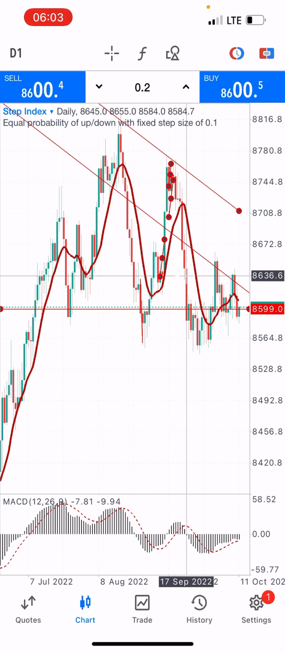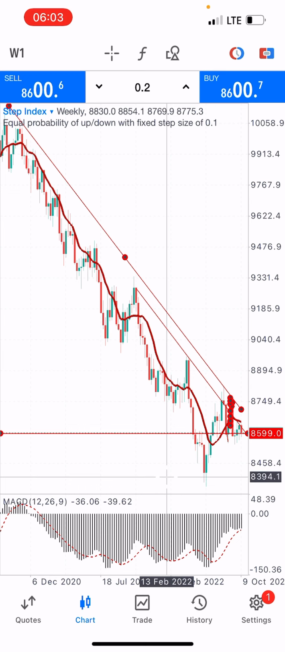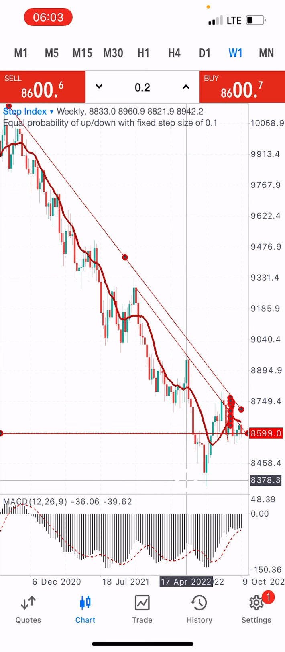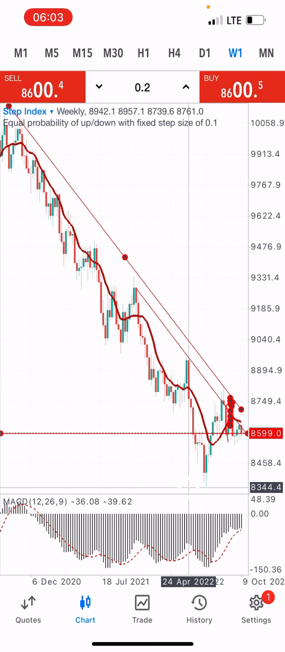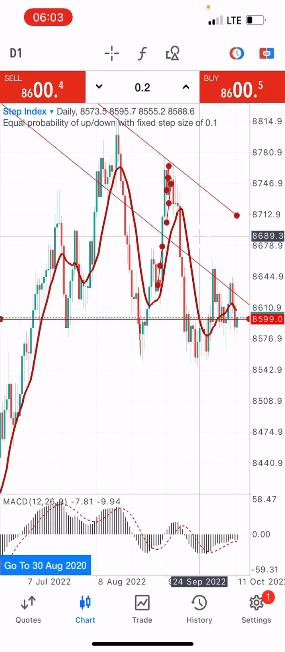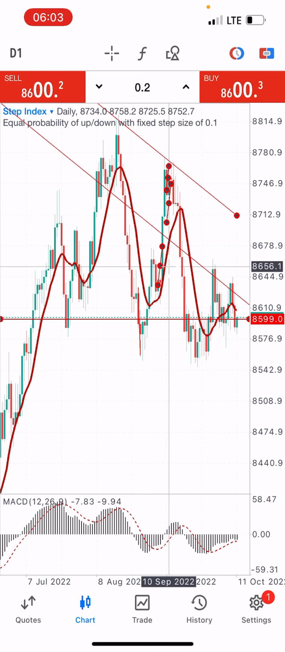I equally know that from the higher time frame, step index is gonna sell. Like, this is the target area for step index. If you check it on higher time frame, you're gonna know step index is gonna drop, but the losses actually discouraged me from entering again.